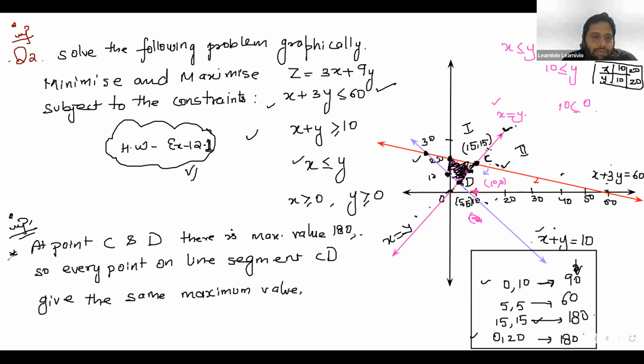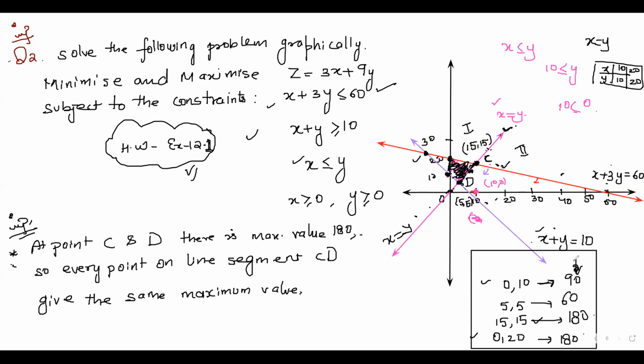So read this point. If you have 2 points which give you the maximum value, join those points, and on the line segment you get, take any point and you will get the maximum value. So that means the answer is infinite. That's clear? Okay, sir. So on CD, we have infinite points. Yes, that's correct. But that is for an objective question. Here, you just need to write that the maximum value is 180, which occurs at 15,15 and 0,20. Okay, sir, understood. Do you have a doubt in 3D?